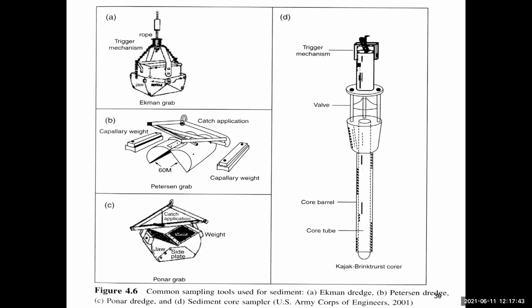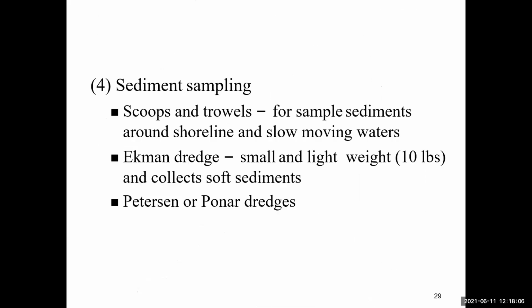The Ekman dredge is the first, figure A. This is the Petersen dredge, for simple sampling, and the Ponar grab. The last is the Kajak Brinkhurst corer. These are the samplers used for sediment sampling.